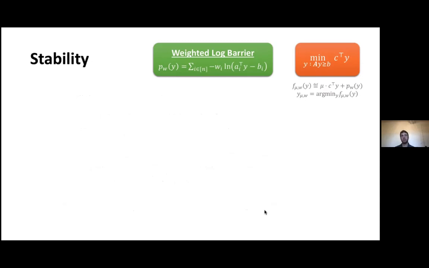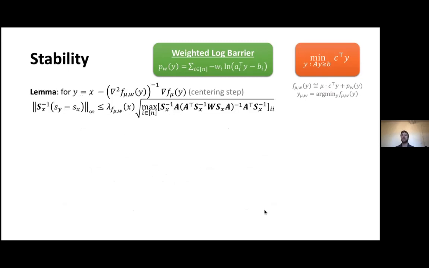So this was one thing we needed for a self-concordant barrier. The other property we wanted was that somehow the barrier doesn't change too quickly, right? We wanted that when we took a Newton step, the Hessian doesn't change too much. Now, the Hessian of the weighted log barrier is just A transpose, the slack matrix inverse, the diagonal of the weight matrix, the slack matrix inverse times A. That's the Hessian of the weighted log barrier.